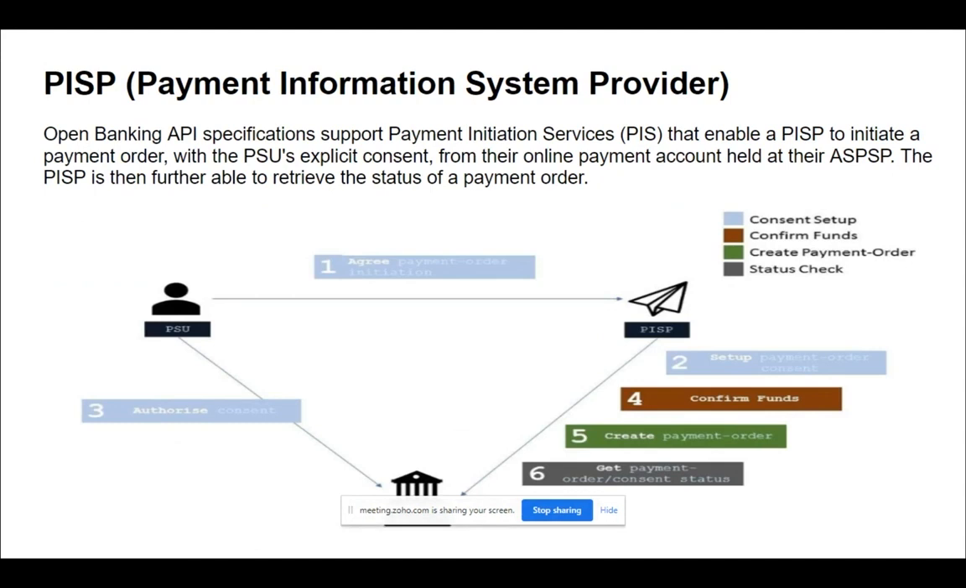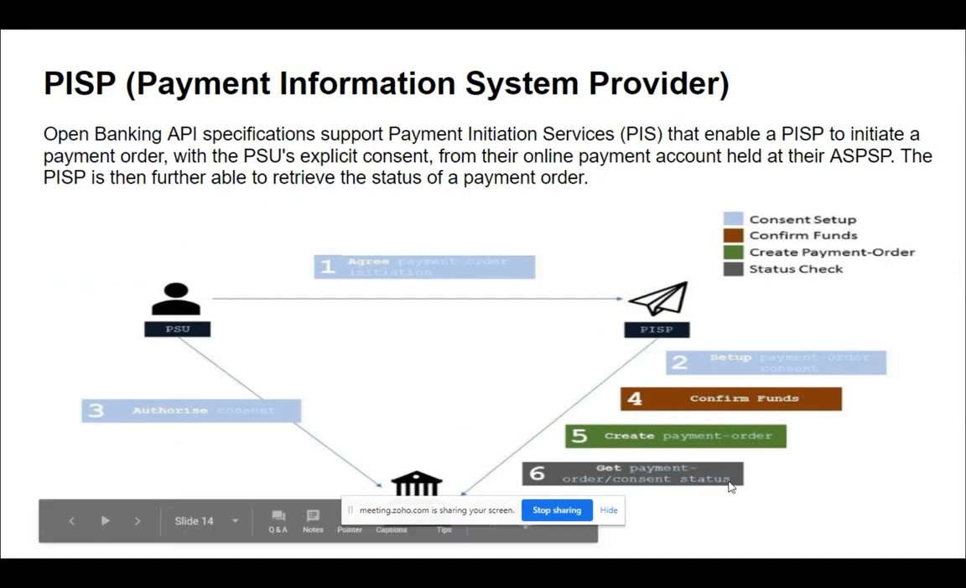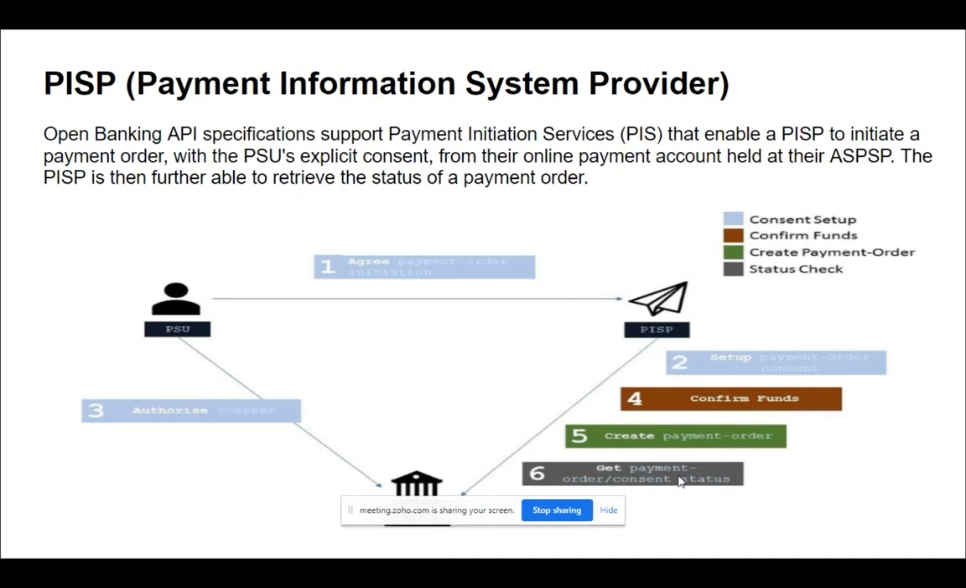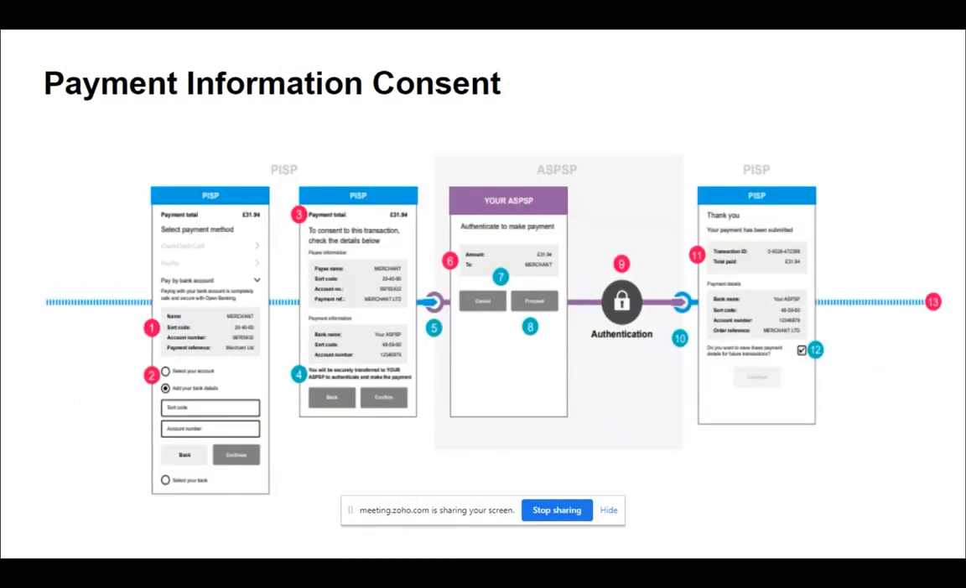Then the PISP will call the fund confirmation API, then it will create the payment. Then it can get the payment status, like whether the payment has been authorized or not. That is how the payment initiation service provider flow works. So here you can see the screenshot.